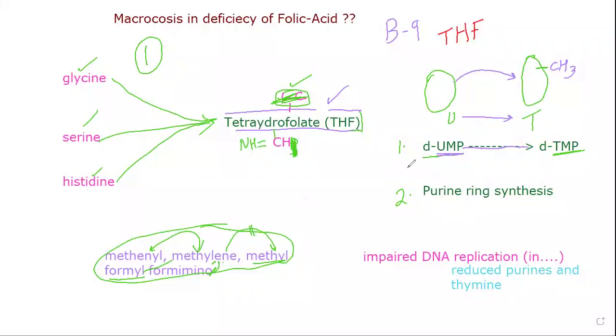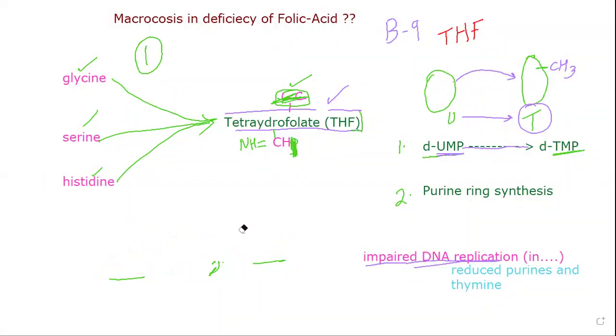So if there is tetrahydrofolate deficiency, there will be reduced availability of thymine also, dTMP. In fact, as a result, the DNA replication will be impaired. So there will be impairment of the DNA replication because of decreased availability of thymine.